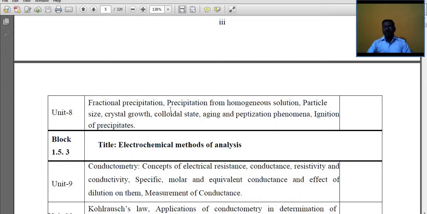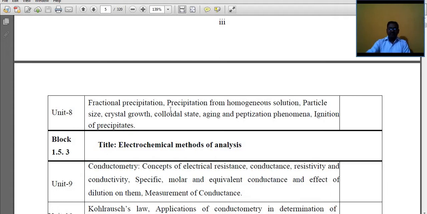precipitation from homogeneous solutions, particle size, crystal growth, colloidal state, aging and peptidization phenomena, ignition of precipitates.